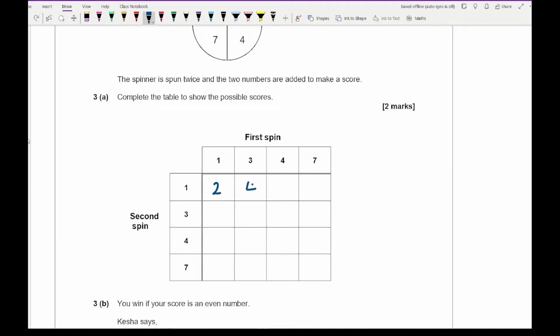That becomes 4, 5, 6. No, it doesn't. I'm not completely wrong, so let me just correct that. So we've got 2, 4, 5, 8, and we've got 4, 6, 7, 10, and then we've got 5, 7, 8, and 11, and then finally 8, 10, 11, and 14.